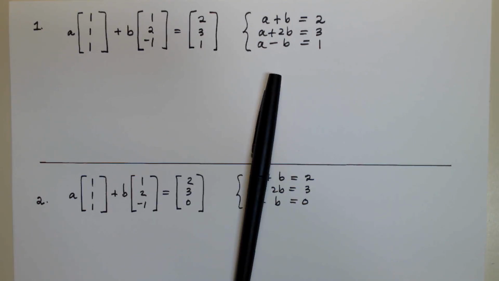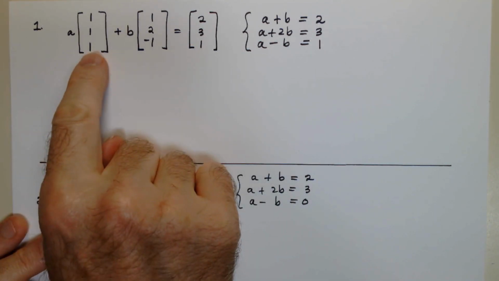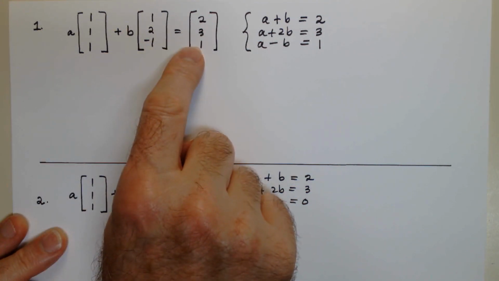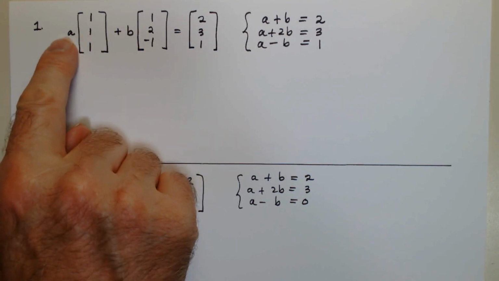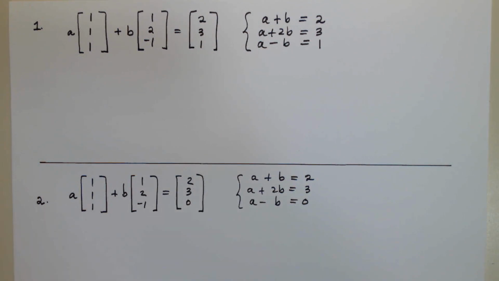All right, welcome back to the document camera. Let's take a look at this problem. The question is, in part 1, can I combine these two vectors to form this vector? If we think about what that's saying, can I find scalars A and B so that A times this vector plus B times this vector equals this third vector, 2, 3, 1.